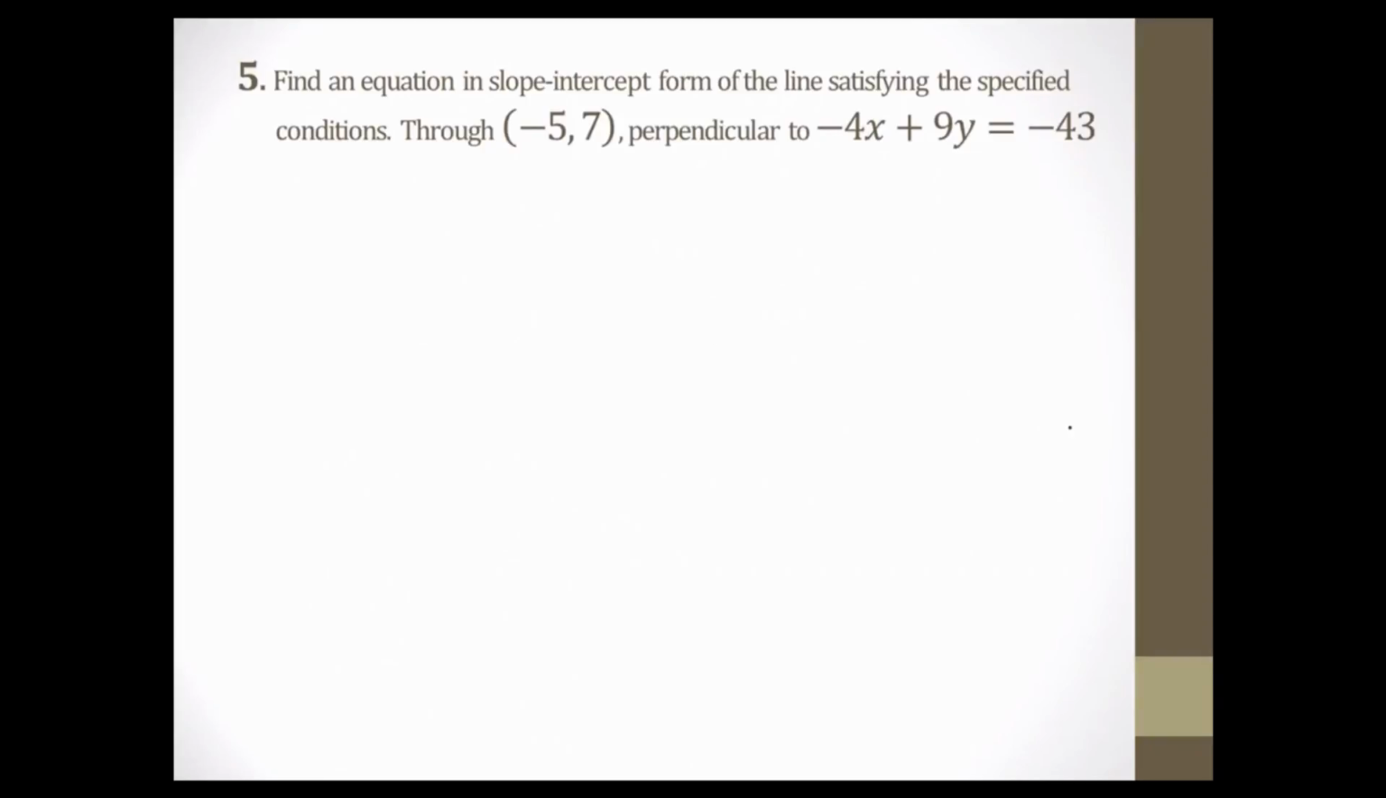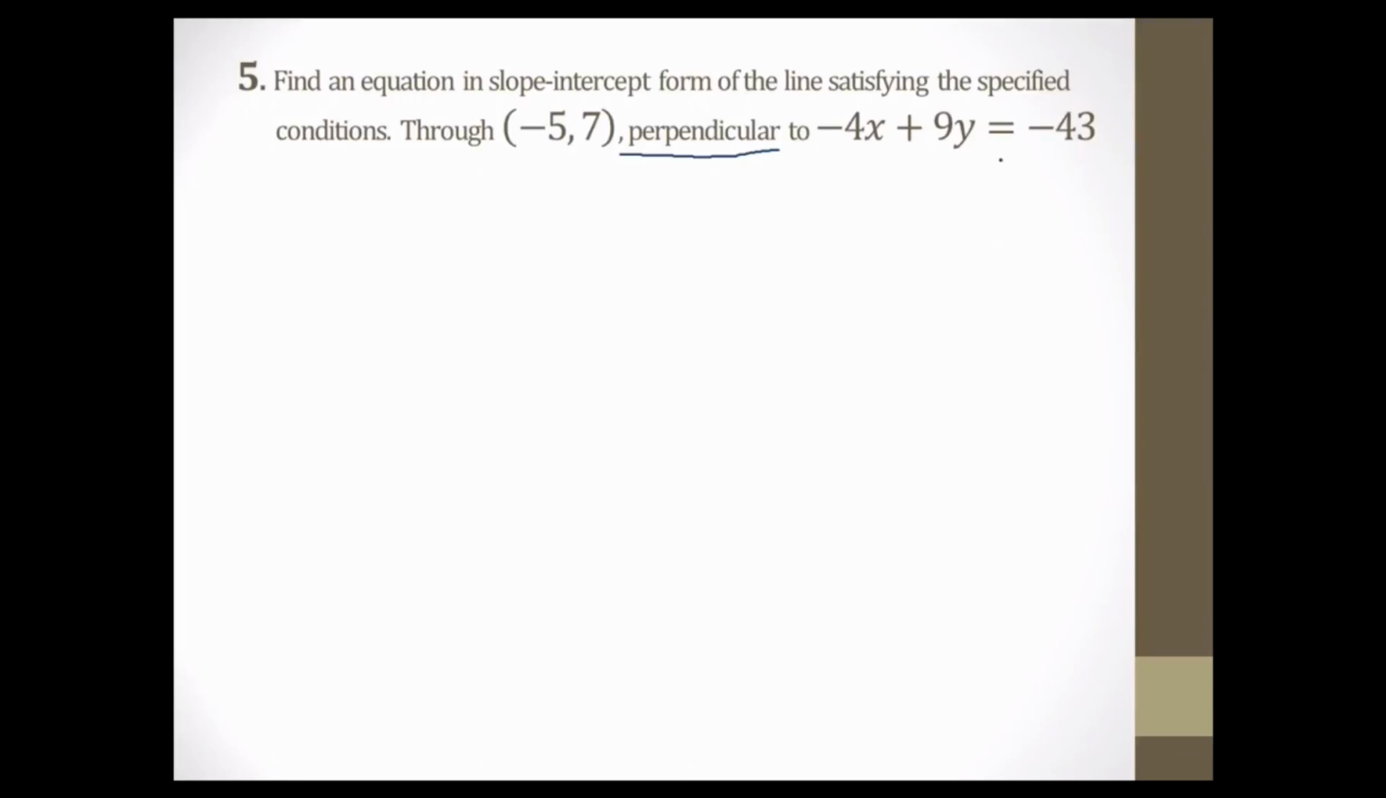Question number 5. Find an equation in slope-intercept form of the line satisfying the specified conditions. So this line needs to go through the point negative 5, 7, and it needs to be perpendicular to this equation. So my first step, if I'm looking for a perpendicular line to this equation, I need to find the slope of this equation. Because perpendicular lines or parallel lines, you could have either one of these 2 versions on your final exam. What is special about them is their slopes. For the parallel one, the slopes are the same, and for the perpendicular line, you would need the opposite reciprocal.